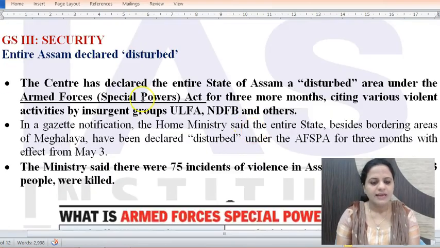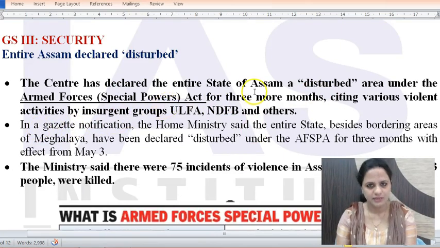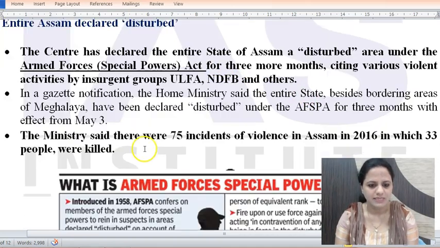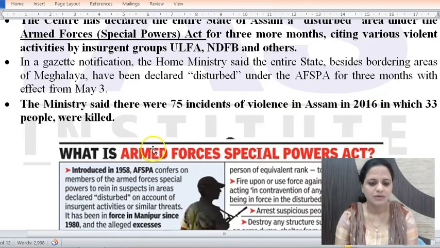The next is entire Assam declared disturbed. So the Center has declared the entire state of Assam as disturbed under the Armed Forces Special Powers Act. So this disturbed area status has been extended for 3 more months now. This is in response to the violent activities of insurgent groups like ULFA, United Liberation Front of Assam, NDFB, National Democratic Front of Bodoland. So these are insurgent groups active in Assam. So in response to this, AFSPA has been extended here to the entire state. There have been 75 incidents of violence in Assam in 2016, in which 33 people were killed.